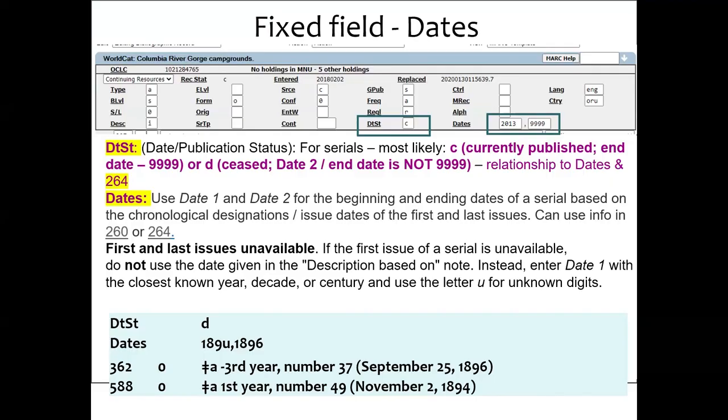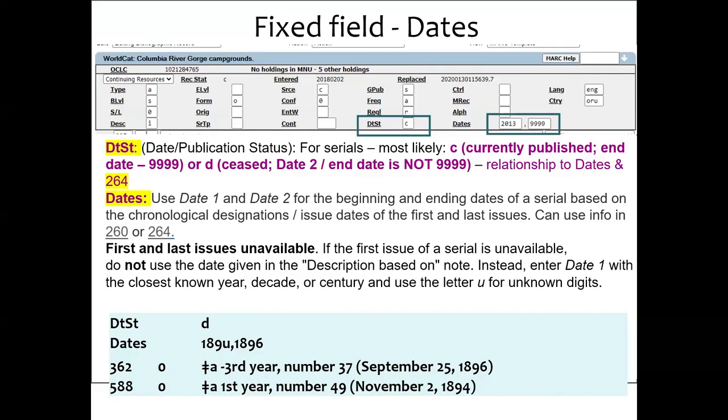So for serials, currently we use C for the date publication status, and that means that something is currently published. And you would see then an end date of 9999. For multi-part monographs, you're going to use M, multi-date, and that's the distinction between a monograph set and a serial. So serials will choose C or D. C means it's currently published, it's ongoing, and D means it's ceased or ended.